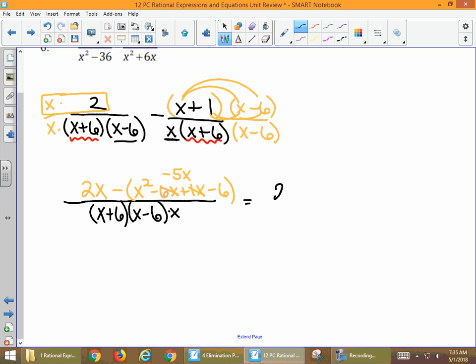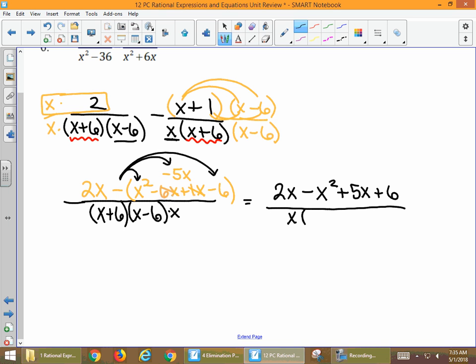In my numerator, I have 2x squared, and then I need to distribute this negative. So negative x squared, positive 5x, positive 6. And my denominator is x times x plus 6 times x minus 6. Turns out I didn't really like that order with the x in the back.